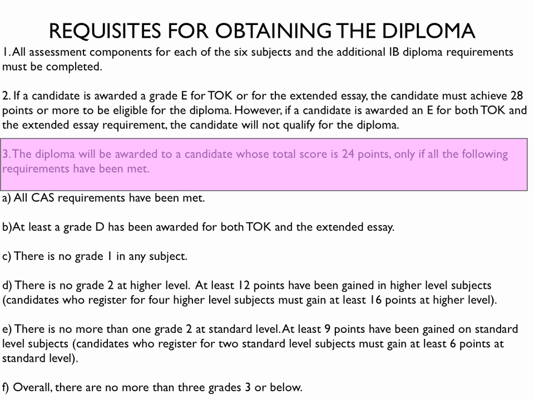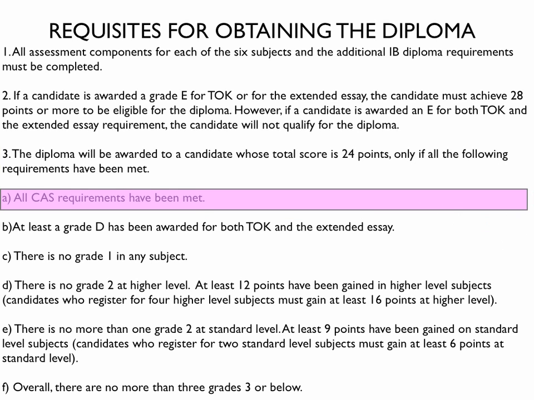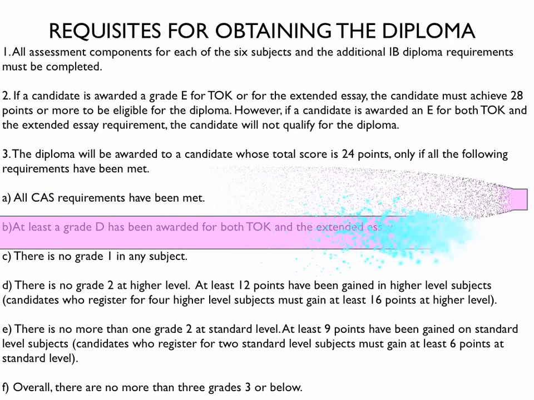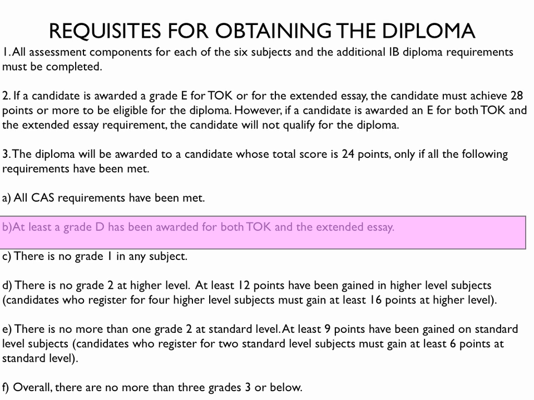So you need at least 24 points and all these requirements. Okay, so A, all CAS requirements have been met. That means all your hours have been finished and all your bitácoras have been turned in and everything that has to do with CAS has been met. Okay. B says at least a grade D has been awarded for both theory of knowledge and extended essay. We'll talk about this a little bit more when we talk about extended essay. And the combination of the grades that you get for theory of knowledge and extended essay gives you up to 3 points towards your total. But you have to have at least a D in order to get the diploma, like you saw in point number 2 that we saw before.